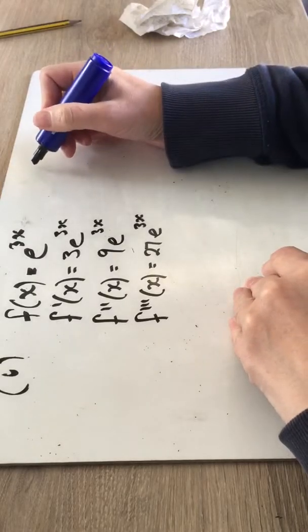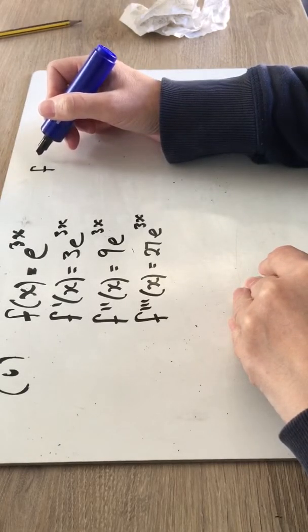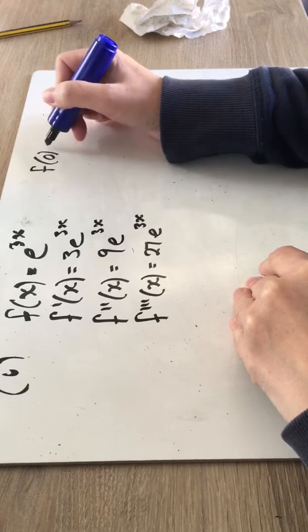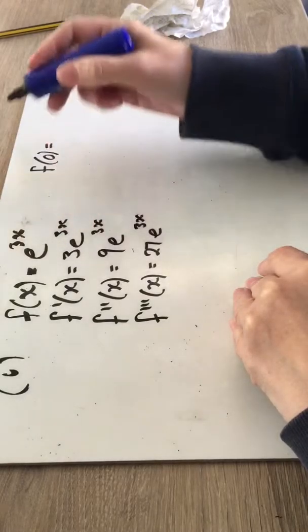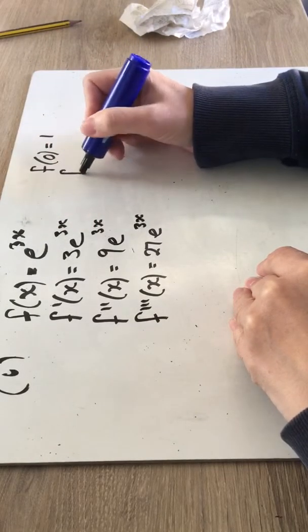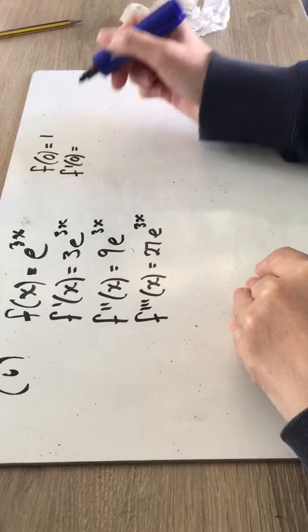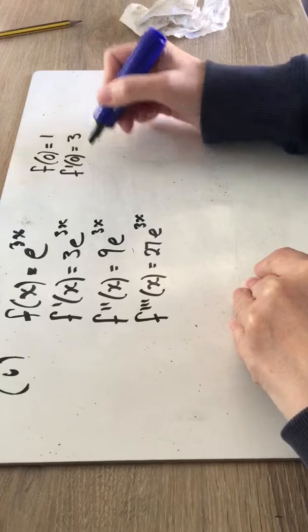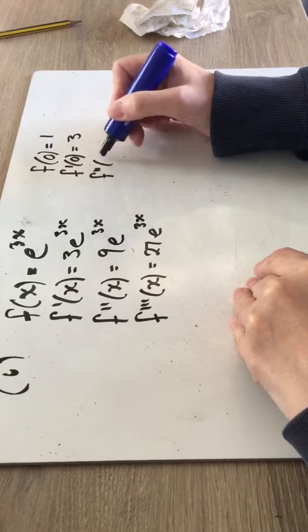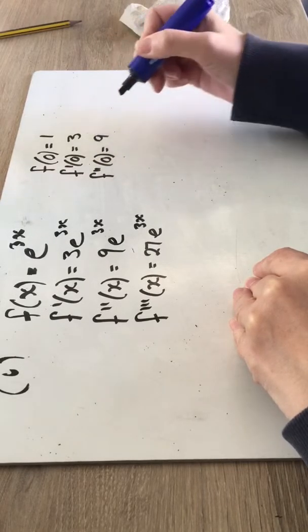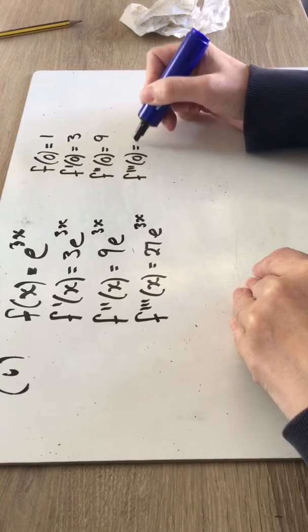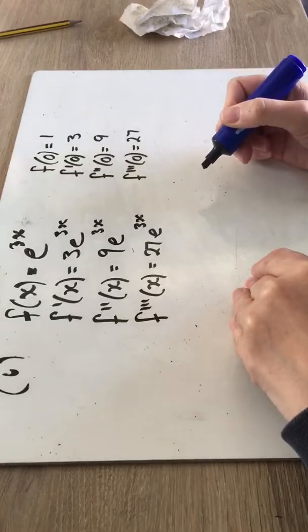Okay, and obviously to enable us to substitute into the Maclaurin expansion formula that you get on your formula sheet, we need to find f of 0. So that would be e to the 0, which is 1. We need to find f dash 0. That would be 1 times 3, 3, and so on. Second derivative, subbing in 0 gives us 9. Third derivative, subbing in 0 gives us 27.